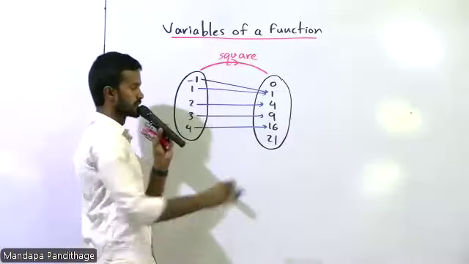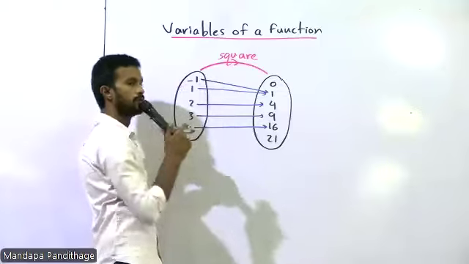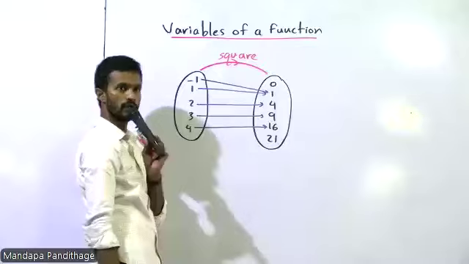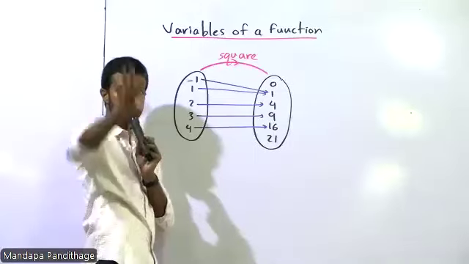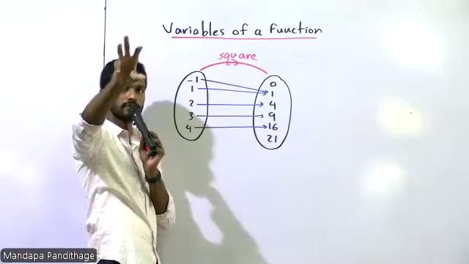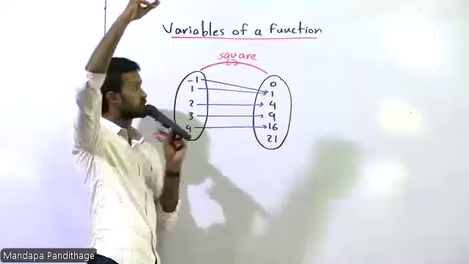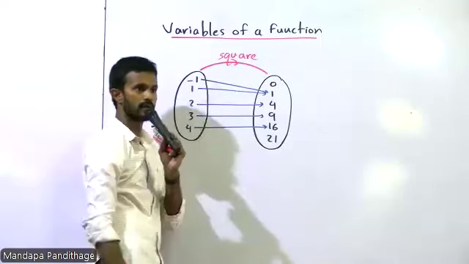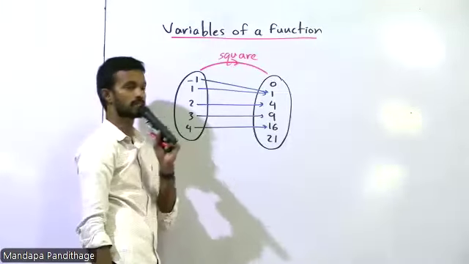Okay. So here it's clear what happens. We use these as the input variables, and this is what we get as the output. So let's say this function is a machine, and whatever goes inside gets squared. When we put in minus 1, what comes out is plus 1. When I put in 2, 4 comes out.